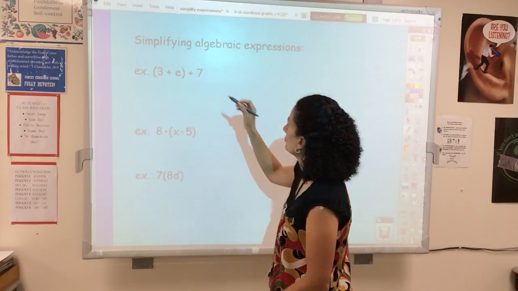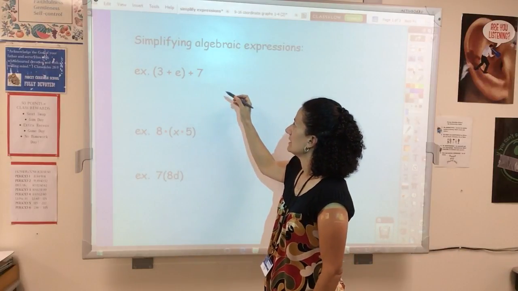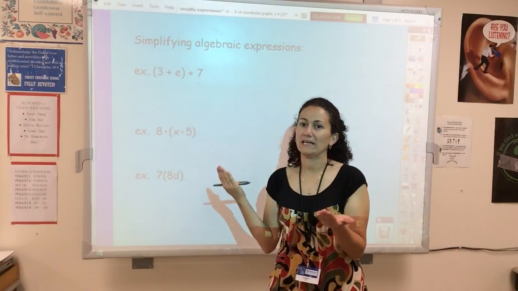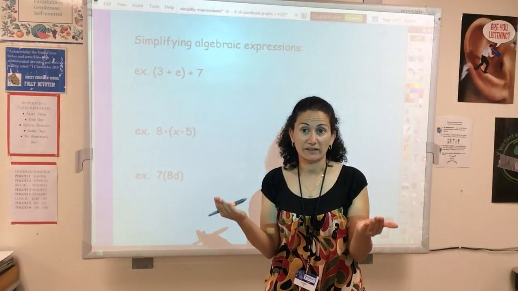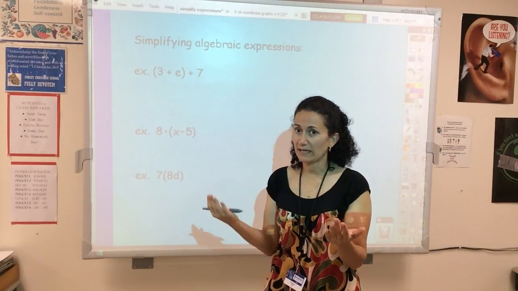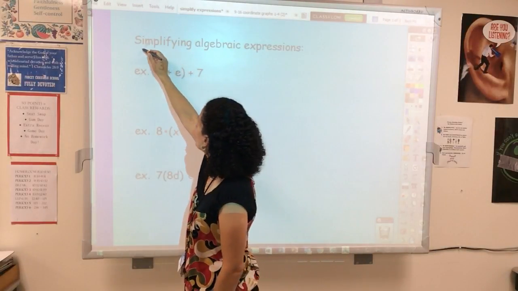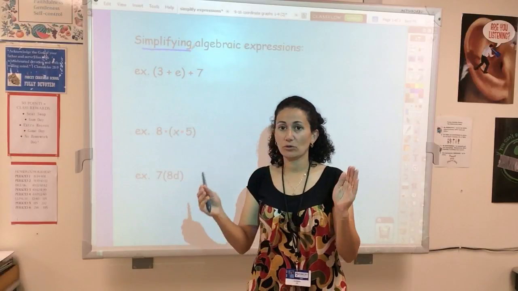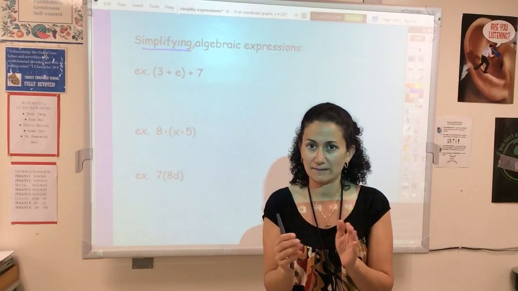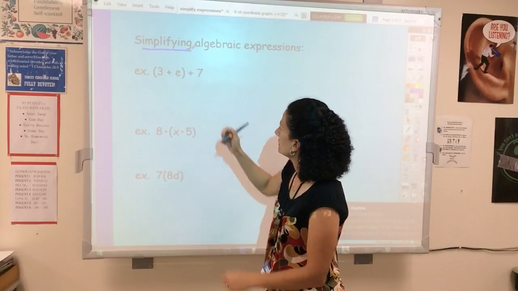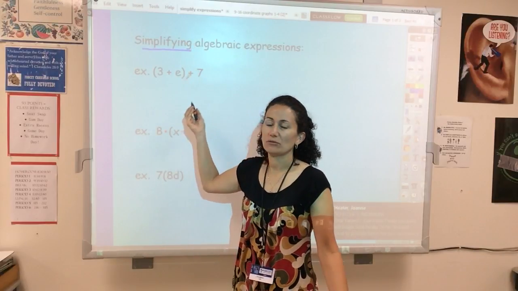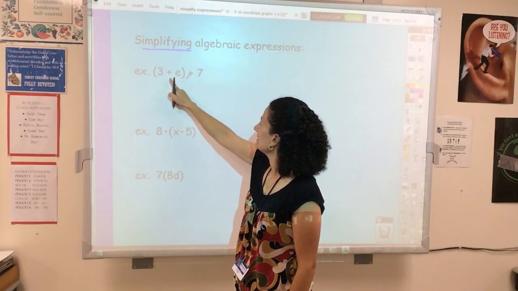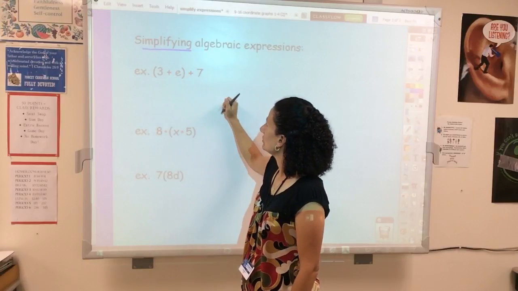So here we have 3 plus e plus 7, and we're not being told what e is. So we cannot evaluate, we cannot come up with an answer. We are just going to simplify, which means we're going to put together what we can. So what we have here is, we've got parentheses around the 3 and the e, but it's addition.